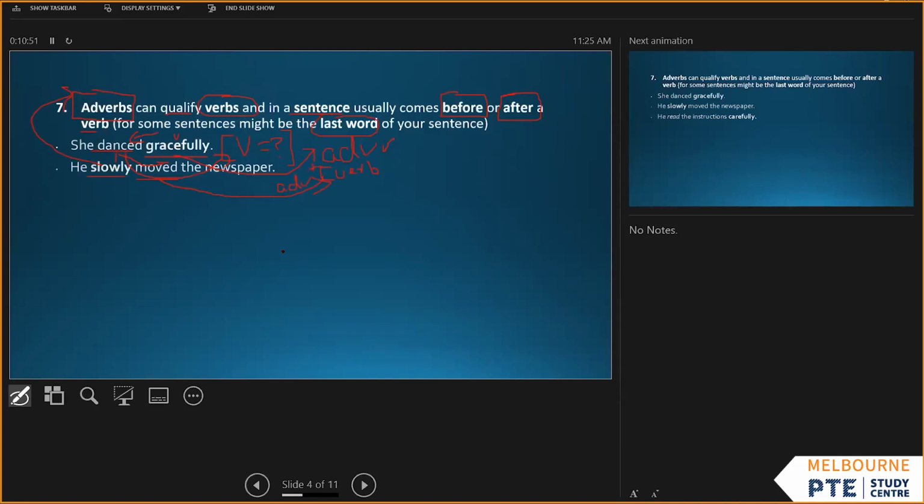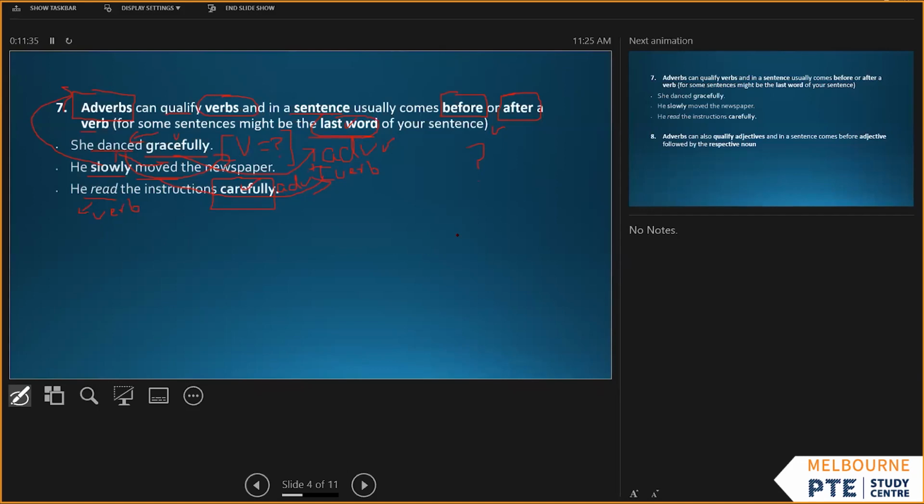That's the thing. Now, giving you the example of the last kind, the last word of the sentence, that would be something like, he read the instructions carefully. In this case, my adverb is the last word of my sentence in here. Because when I'm saying read, this is my verb, and then carefully, being my adverb, is the last word. All right, guys, any questions regarding this rule, or the rule we discussed earlier, please ask. If not, we will move on to the next ones.